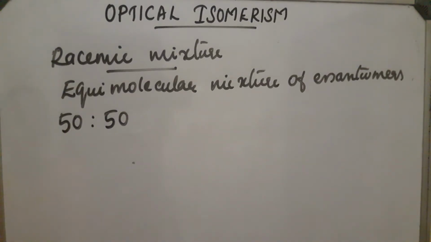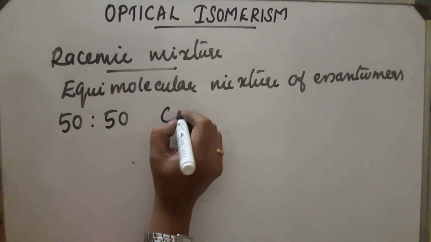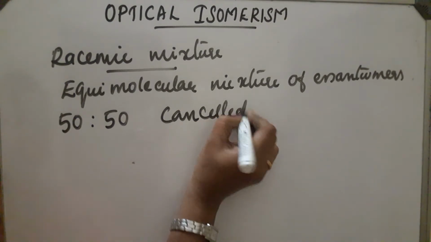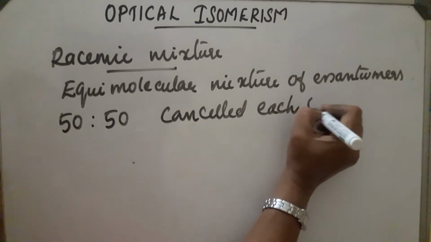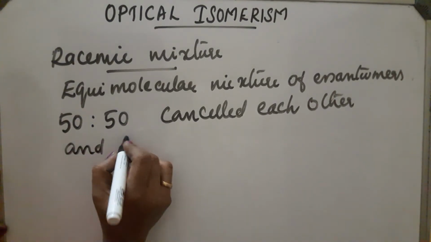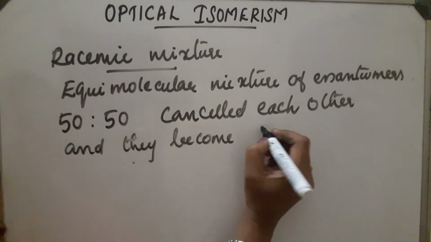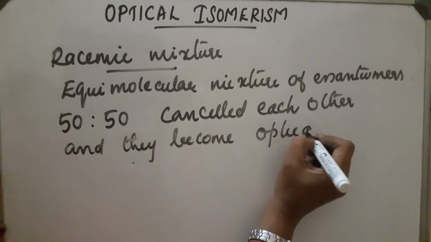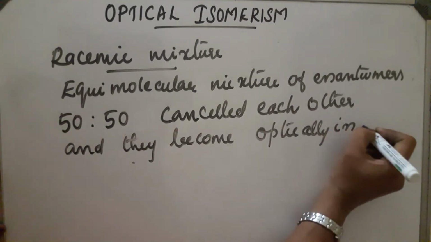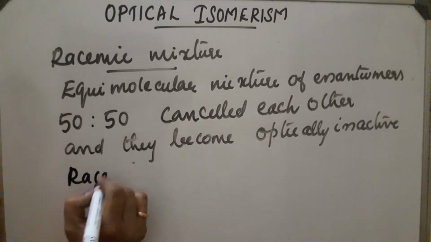And also what will happen is, if they are in the ratio 50:50, we can see that they are in the opposite direction. So they will cancel each other, and they become optically inactive. Such mixtures are known as racemic mixtures.